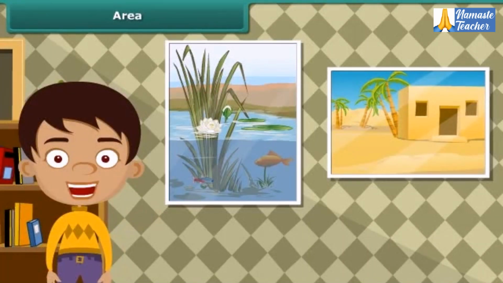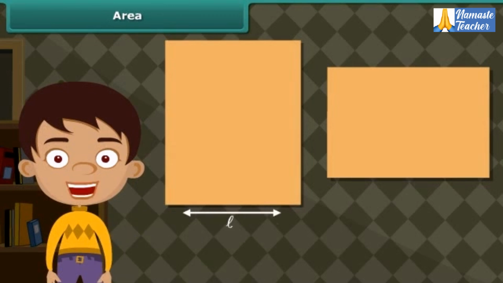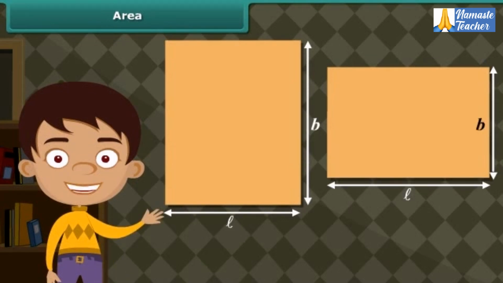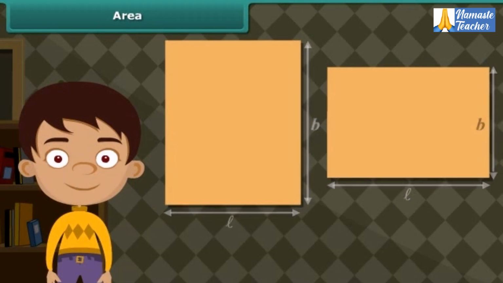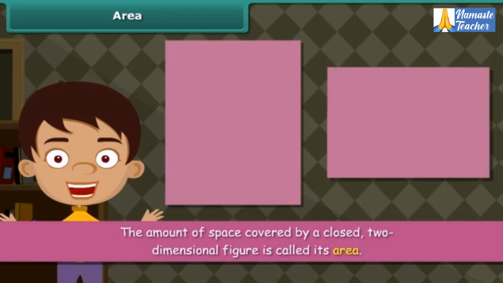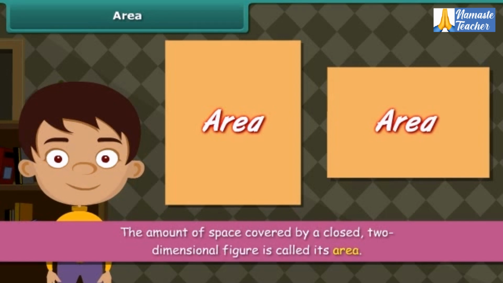Take two paintings of different sizes and compare them. The amount of space covered by the two paintings will be different. This is because the lengths and breadths of the two paintings are different. The amount of space covered by a closed, two-dimensional figure is called its area. The area of one such figure can be different from the area of another such figure.